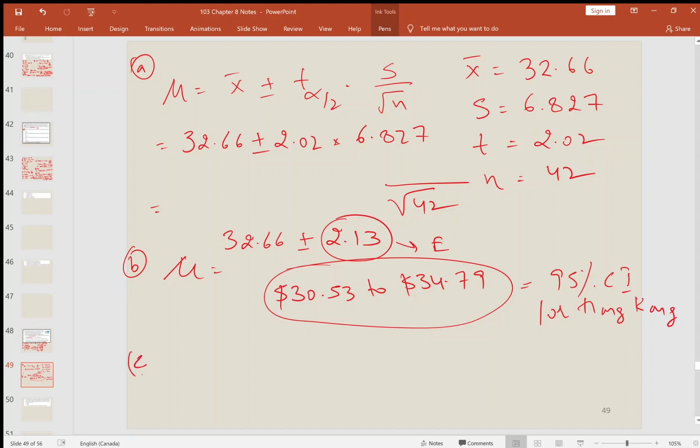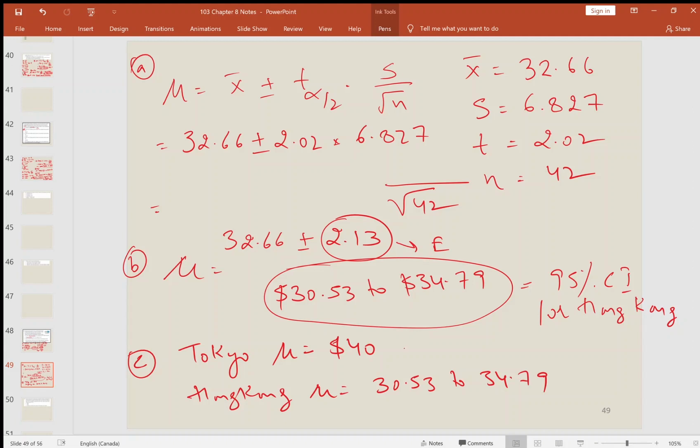Now part C is: how do these prices compare? Remember, in Tokyo the average is $40, and in Hong Kong the average is $30.53 to $34.79. So if you compare the two, it does seem that Hong Kong is cheaper than Tokyo if you're going out to eat.